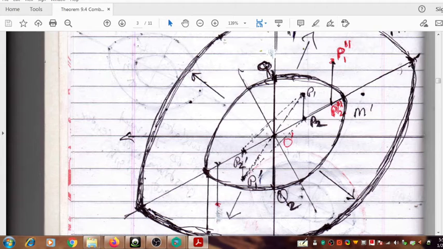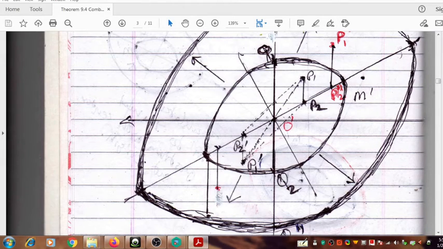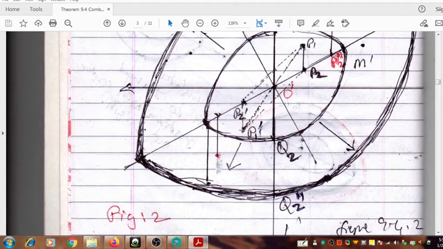And here you can see that this can make a parallelogram. What can make it? The 4 points P1, P2, P1 prime and P2 prime together can make a parallelogram. Some of the sides are dotted lines in the figure, and that parallelogram must lie in the set M prime.